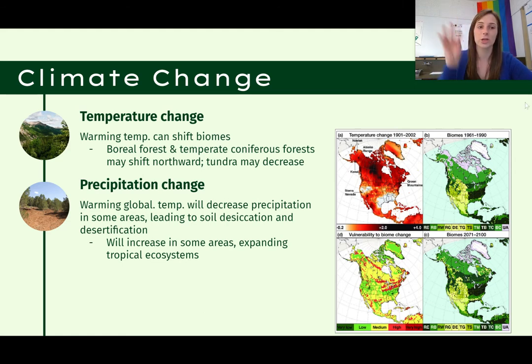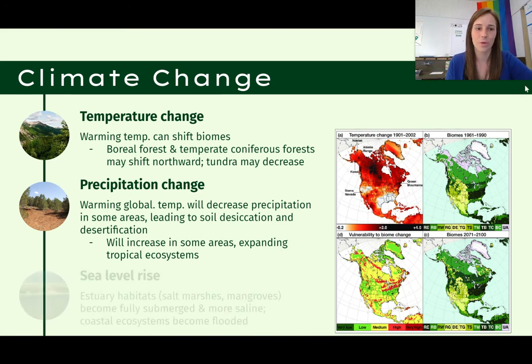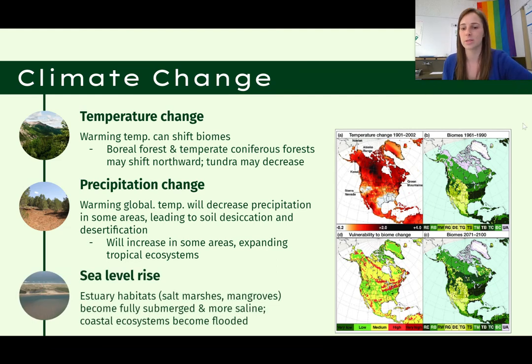So either way, just all this changing of the biomes and the conditions that these organisms typically have needed to survive, it's going to lead to a loss of biodiversity there.